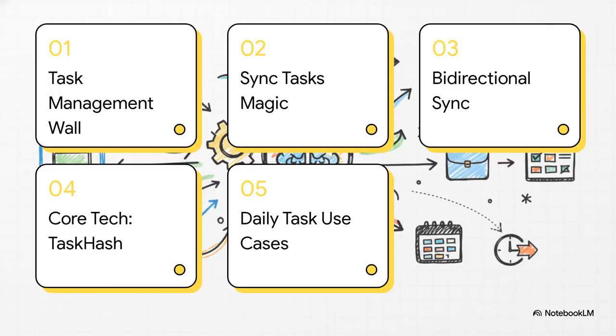So here's our game plan for today. We're going to start with the task management wall, then move into the magic behind the sync tasks prompt. After that, we'll look at the ultimate bidirectional sync system, peek under the hood at the core technology called Task Hash, and finally, we'll wrap up with some real-world daily task use cases.